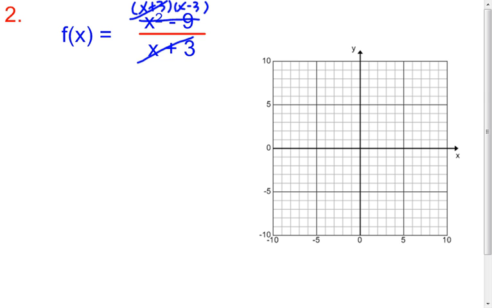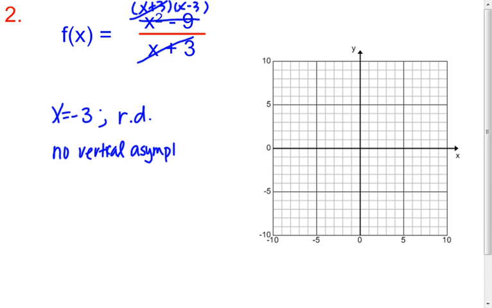Okay, so I know that this factor cancels when x is negative 3. So when x equals negative 3, there is removable discontinuity. Then I want you to notice that I have no factors remaining in my denominator. I have nothing left in my denominator. So there is no vertical asymptote because nothing remains in my denominator.